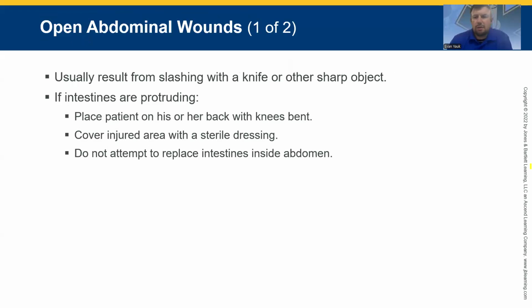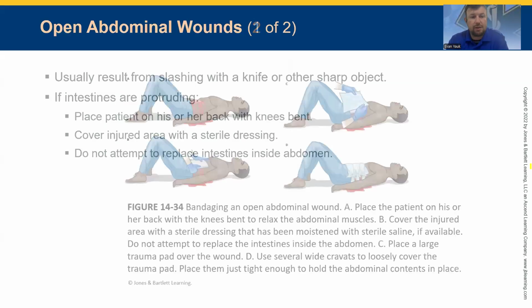Open abdominal wounds. This is going to be the one where I couldn't pronounce the word earlier. Usually results from a slashing with a knife or other sharp object. If the intestines are protruding, place the patient on his or her back with knees bent. Cover the injured area with sterile dressings. Do not attempt to replace intestines in the abdomen. Don't push things back in. Once they're out, leave them out. We just want to cover that up with like a moist dressing. Even if that means we grab a bag of normal saline and we pour it all over one of our sheets and we lay that over them. That's what we want to do.